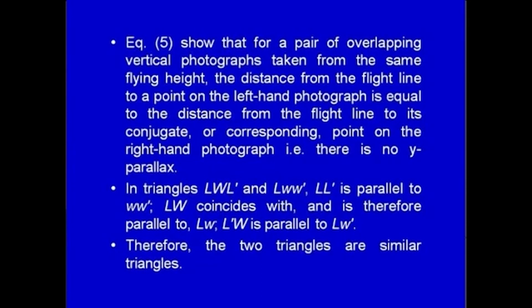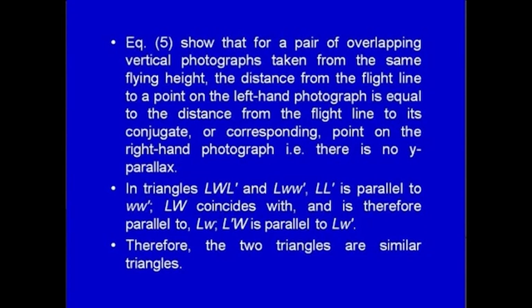Now, from this we can see that for a pair of overlapping vertical photographs taken from the same flying height, the distance from the flight line to a point on the left hand photograph is equal to the distance from the flight line to its conjugate or corresponding point on the right hand photograph. There is no parallax.